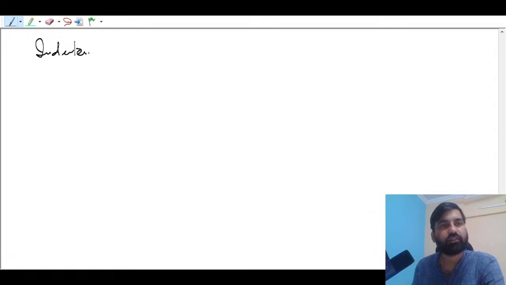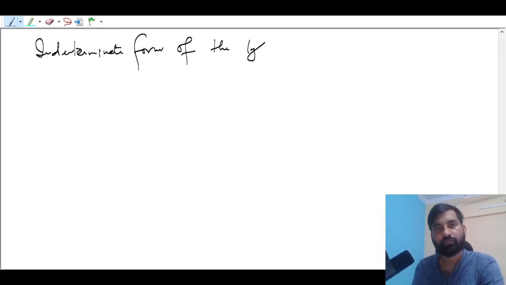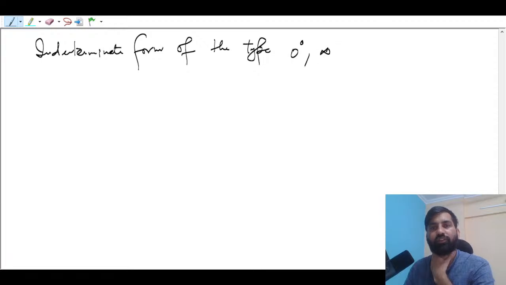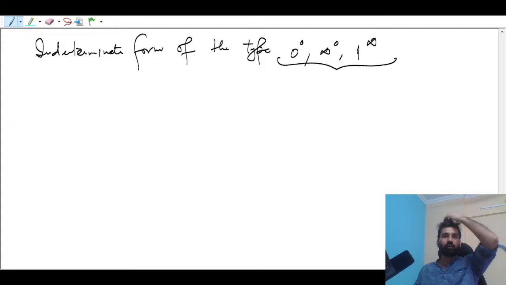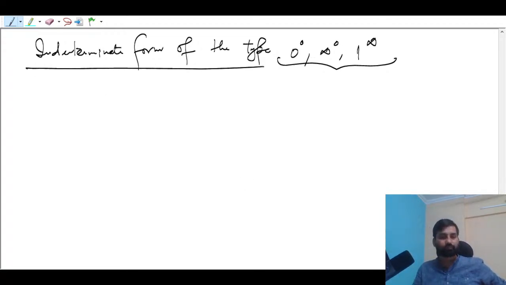Indeterminate forms of the type 0 to the power 0, infinity to the power 0, 1 to the power infinity. Now these three are very important. So guys, I'm just going to tell you some concept. Please do remember this, and then you can solve it.